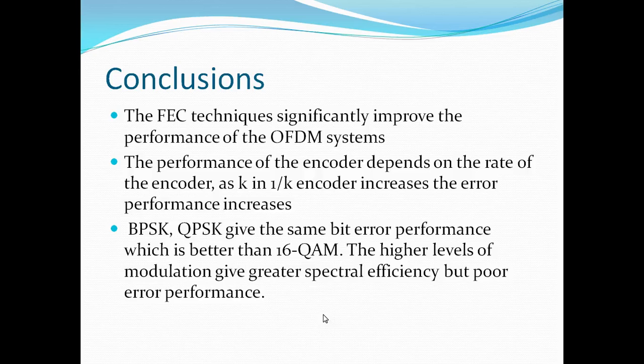And in the encoder systems of rate 1/k, the larger the k, the better is the performance. And while comparing the performance between different modulation schemes, it can be seen that BPSK and QPSK, which have the same bit error performance, give the best performance compared to any other higher order modulation schemes. And when we calculate the symbol error rate, BPSK gives the best performance.